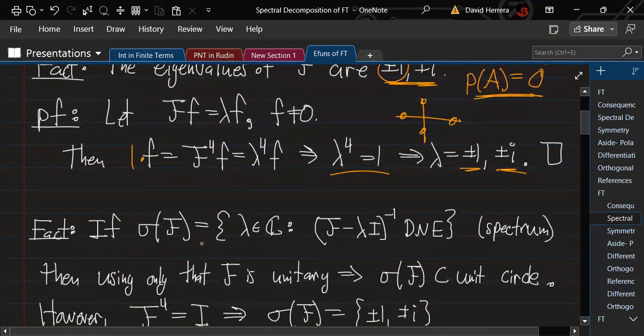Now, let us write this thing called the spectrum of F. So what is the spectrum of the Fourier transform? The spectrum is defined to be the set of all complex numbers lambda such that F minus lambda I is invertible.